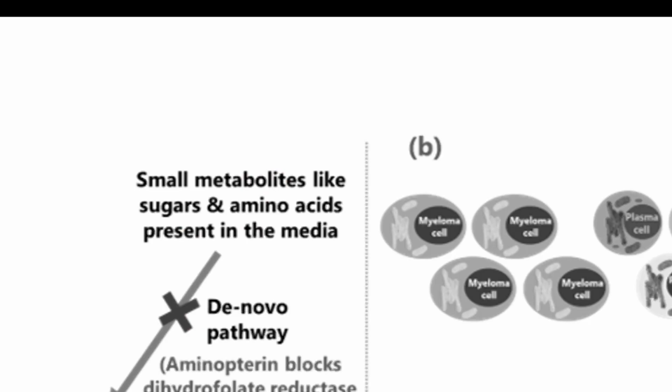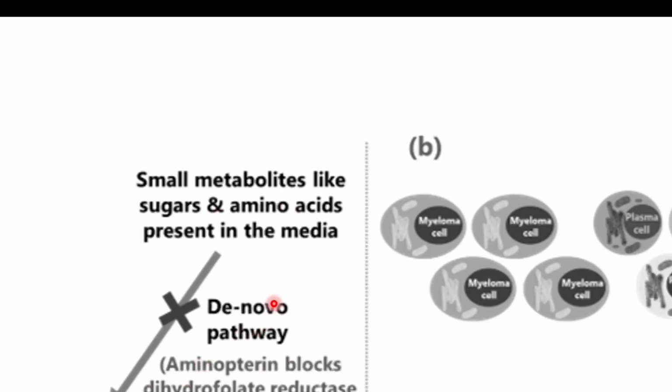This is converted into a nucleotide, and when I say a nucleotide, it has the pentose sugar and the nitrogenous base connected via the N-glycosidic bond, and the phosphate group on the 5th carbon of the pentose sugar. Utilizing the small metabolites like sugars and amino acids present in the media, the de novo pathway synthesizes this. There is another pathway called the salvage pathway, which utilizes parts of degraded nucleotides to salvage them and make a new nucleotide.